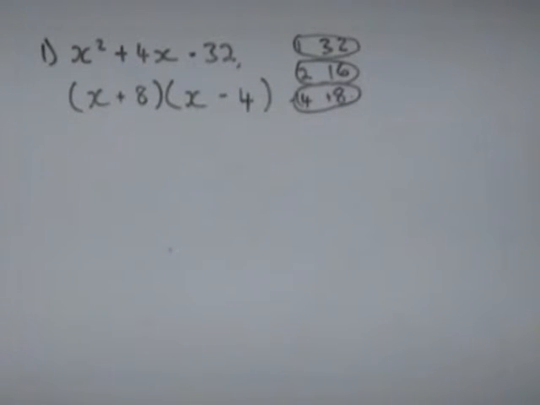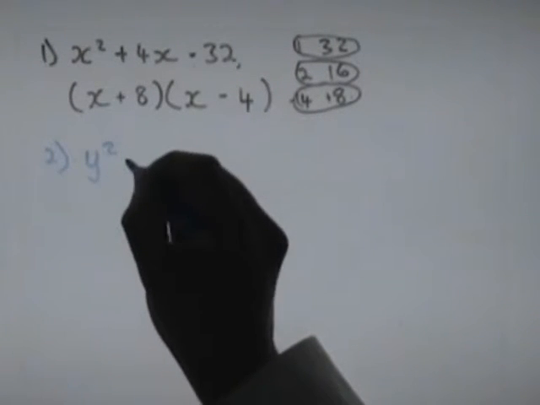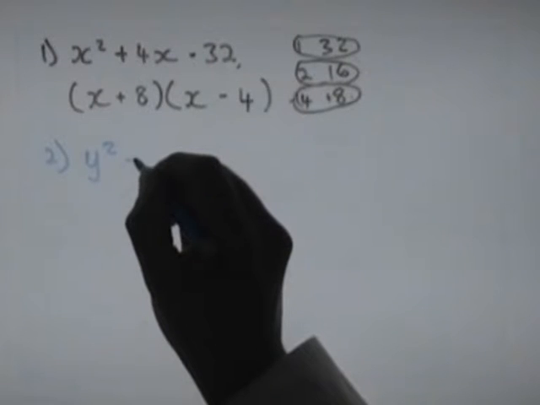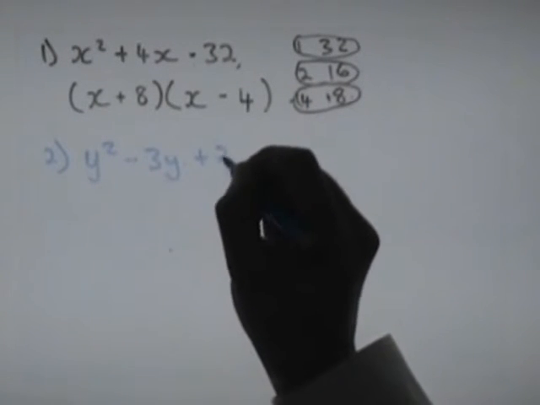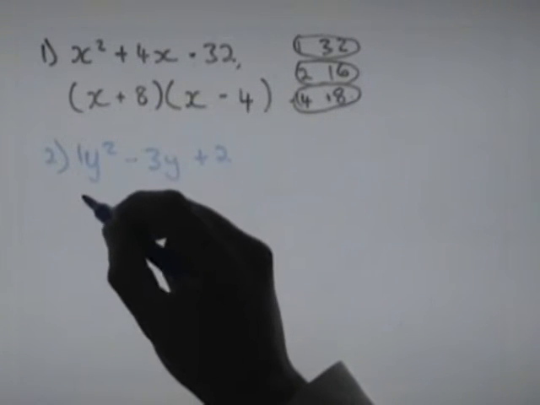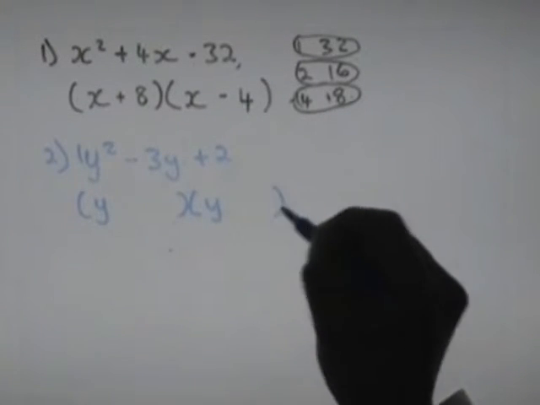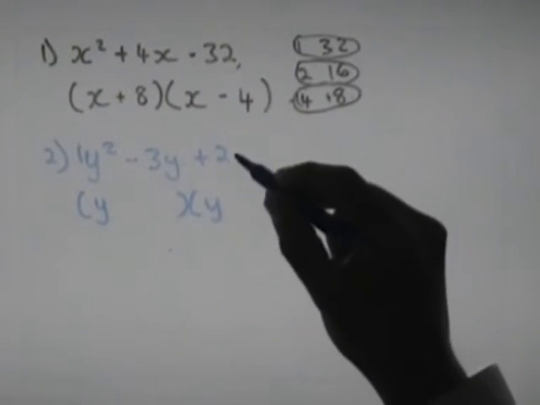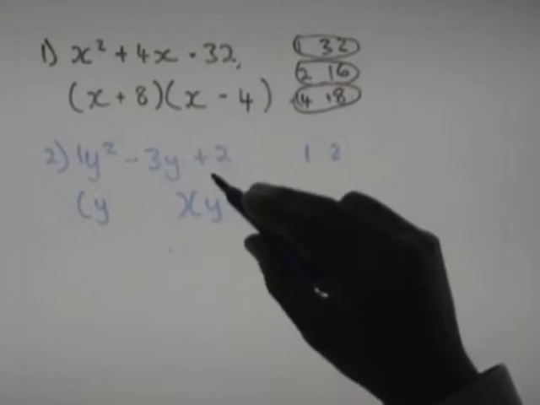The next one I gave you to do read y squared minus 3y plus 2. Again, there's a 1 in front of the y. That means that its two factors are just y and y. Factors of 2, it can only be 1 and 2. 1 times 2 is 2.